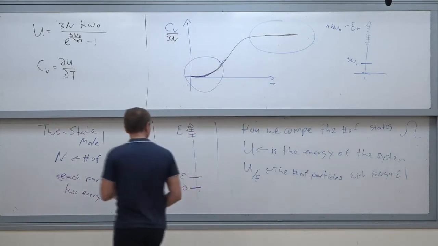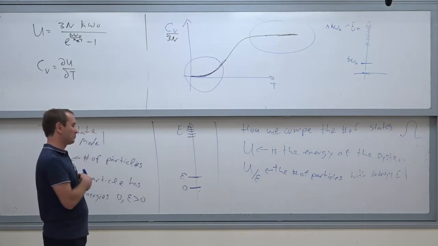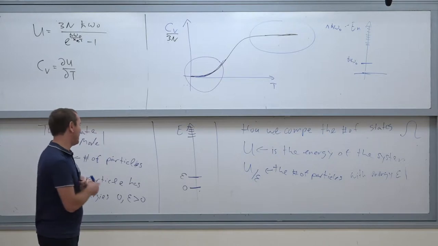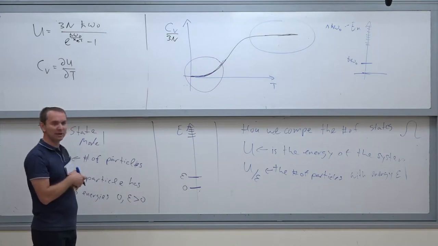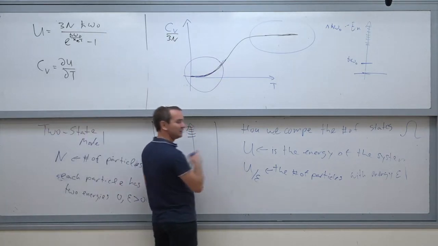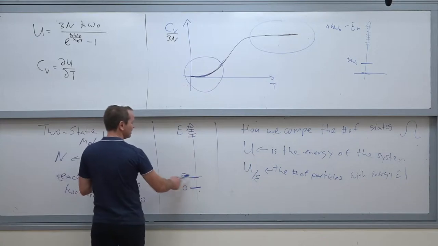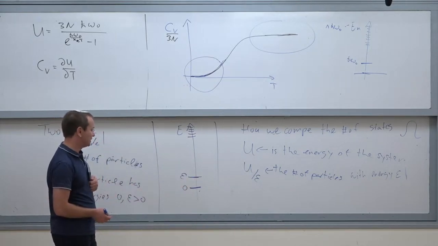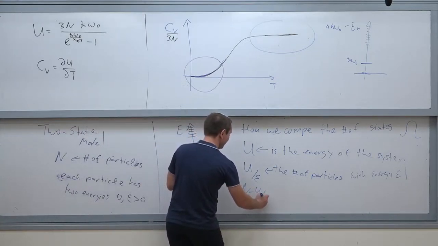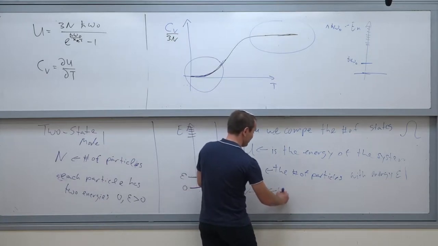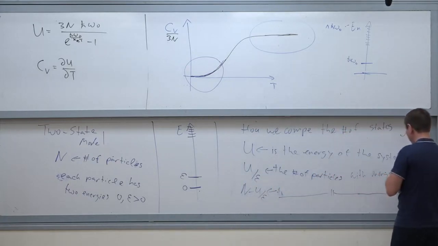Okay. Because each particle can have either zero or epsilon, so if I have, for example, n prime, the number of particles that have energy epsilon, the total energy U is simply n prime multiplied by epsilon. So n prime, the number of particles, I'm sorry, that are occupying energetic level epsilon is simply U divided by epsilon, okay? Then we have n minus U divided by epsilon is the number of particles with energy zero.